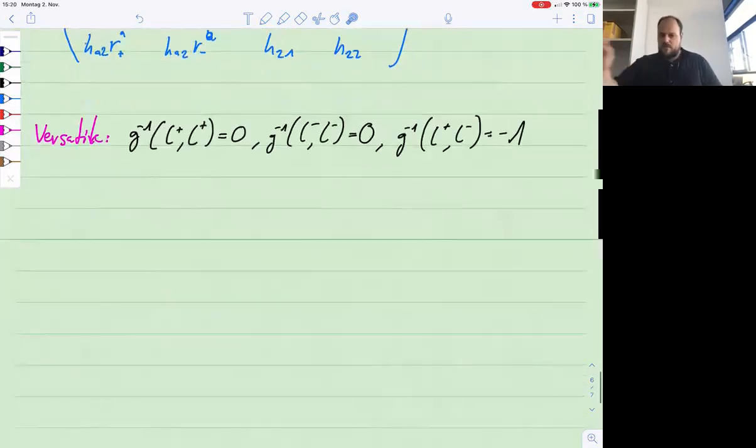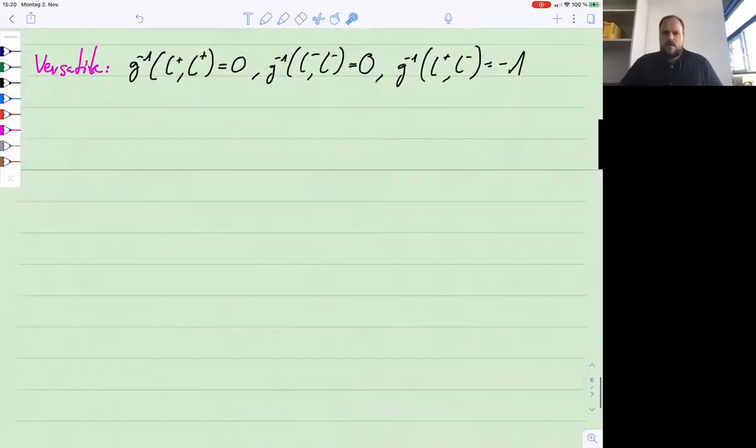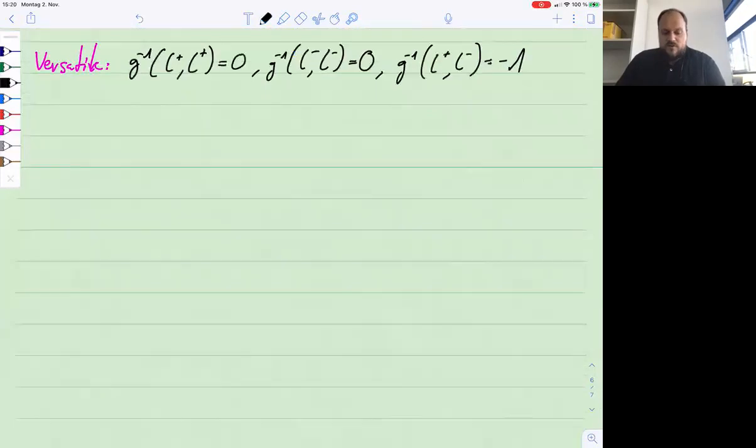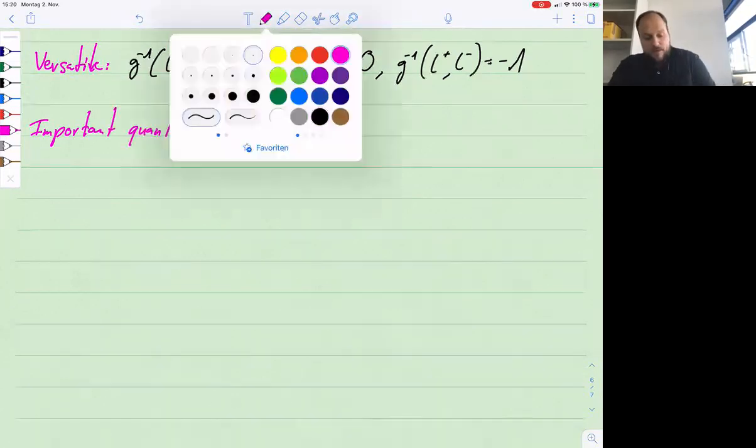Okay, why have we done all this stuff? We want to understand the double null foliation, but now comes the important quantity we can get. Questions so far? No. Okay, probably no one's listening, but it's okay.